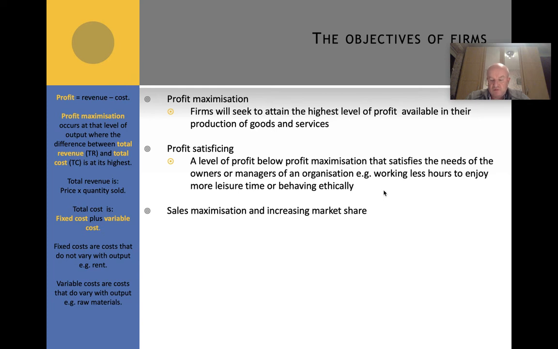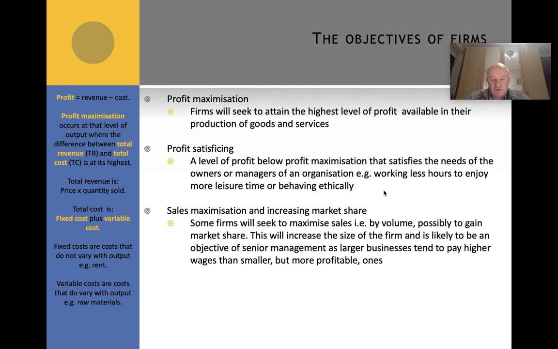You can also get something known as sales maximization and increasing market share, where basically the business chooses to maximize sales, and it might be to produce more volume sales to gain more market share and claim to be a market leader. That can also increase the size of the firm. If we could say that we're growing and that we've got greater sales revenue than the next company, then in some situations that might be an objective of senior management, because large businesses tend to pay higher wages than smaller but more profitable ones.